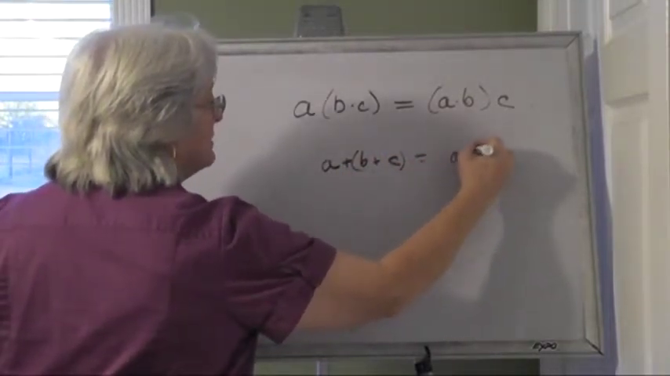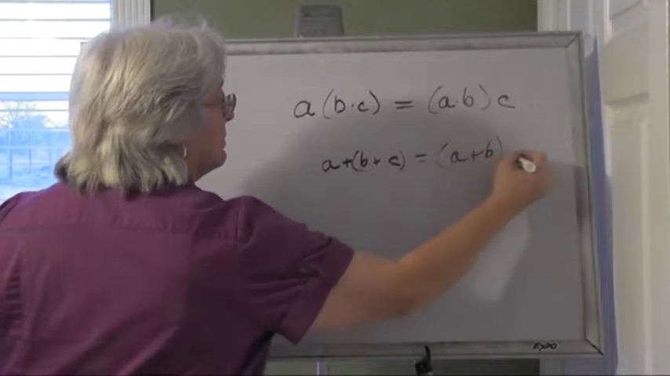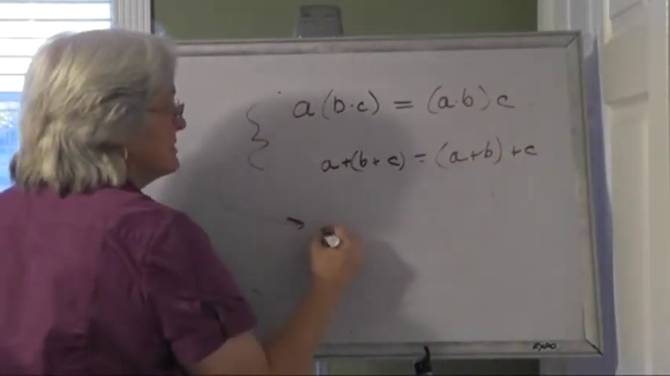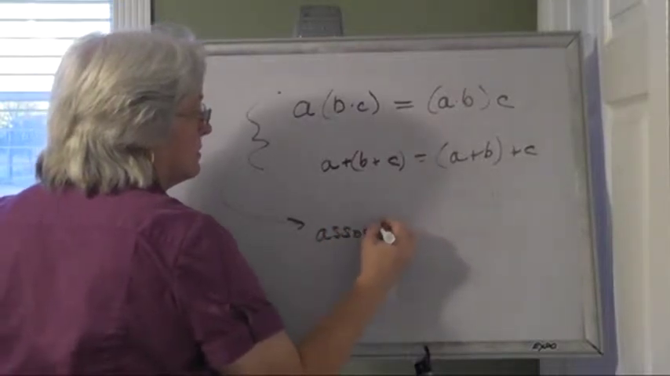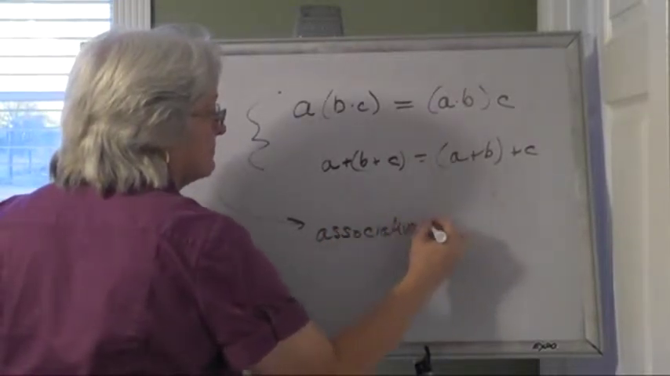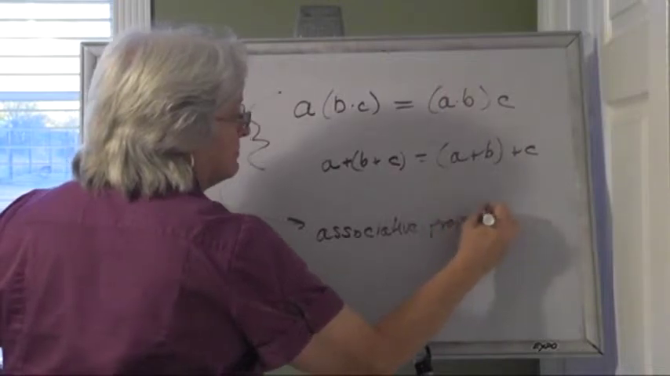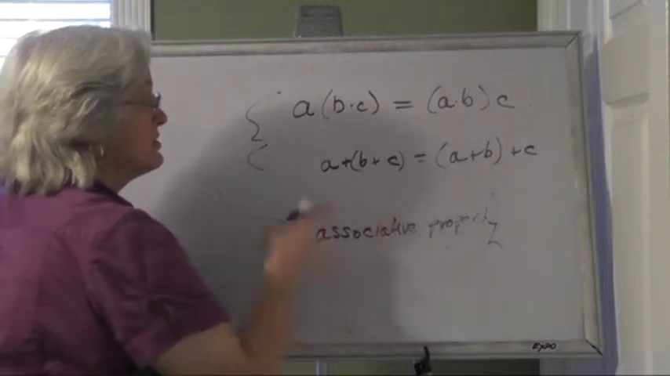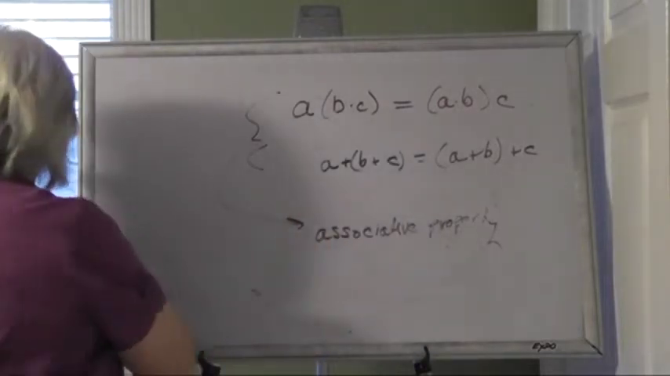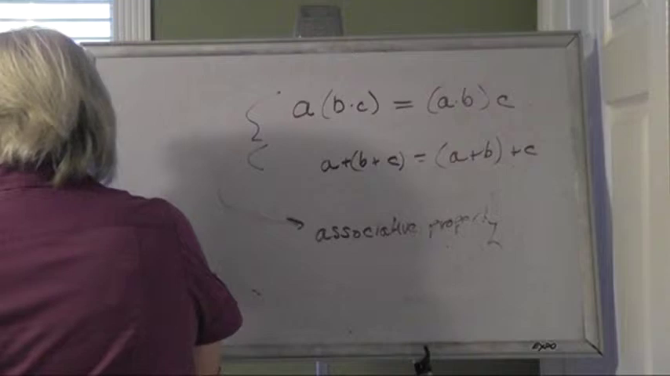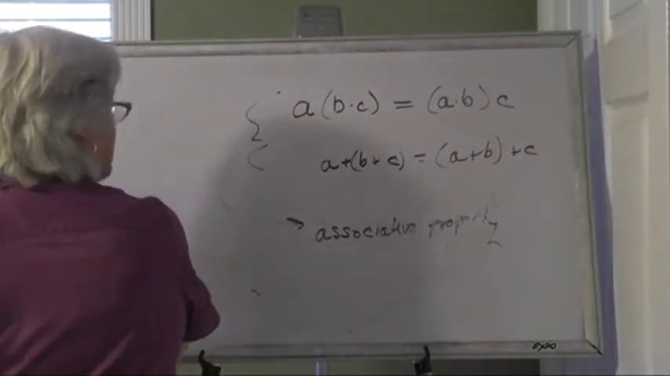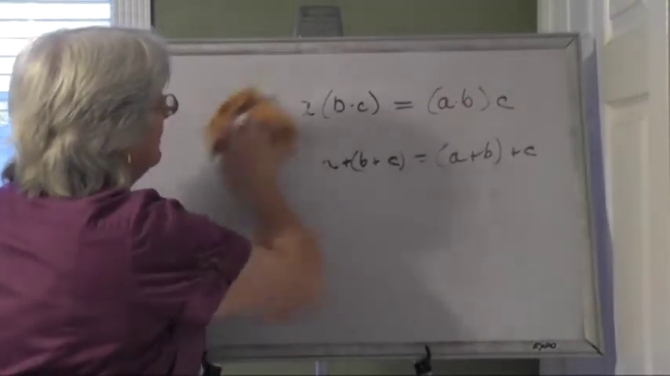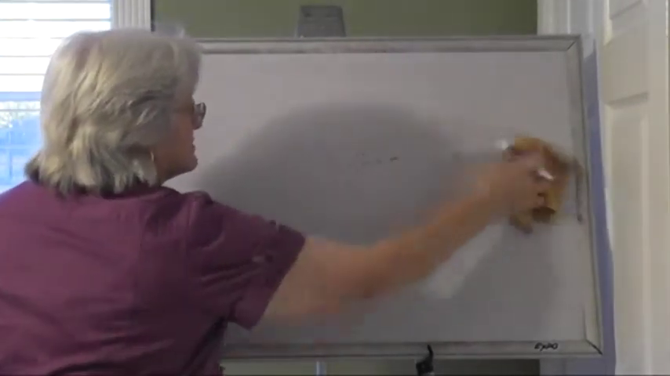And both with addition and with multiplication, these two properties are called the associative property of multiplication, obviously with multiplication, the associative property of addition with this. So we have one more property that we want to mention again in this section, and this is another one that is obvious to us.